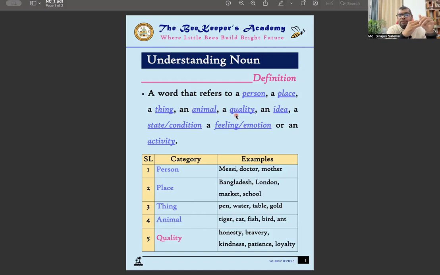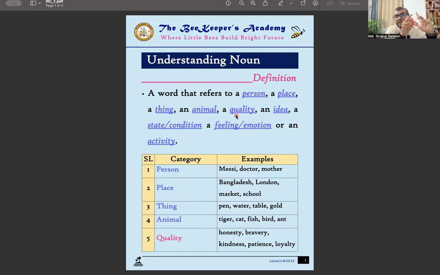Then pen, water, table, gold. And things may be of two types. One thing that you can't count by one, two, three, four, five, six, that you can weigh, like water, sugar, oil. These are all one kind of things. And there is another type of things that you can count, like one, two, three, four, five. Based on this perception, we will later classify nouns into two types, which I'm not discussing right now. Then animal, and I'm not going to explain it further because all of you know about this.